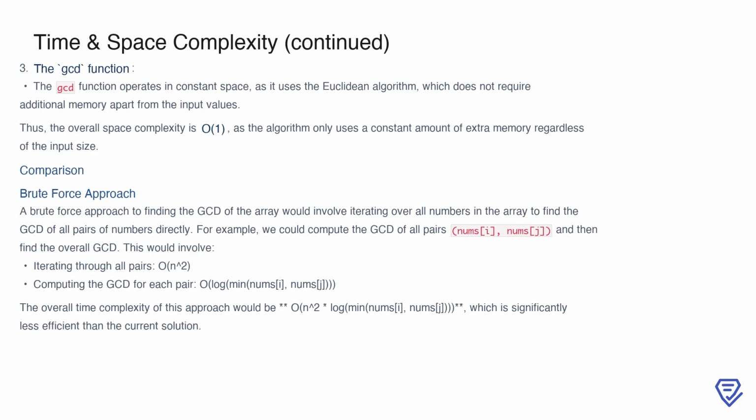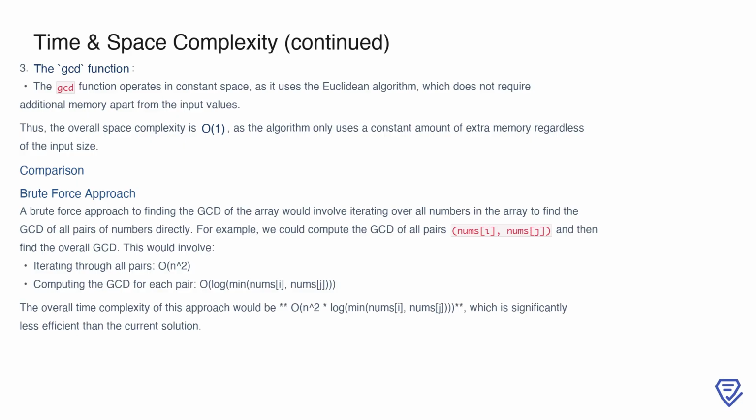Additionally, the GCD function is highly space efficient. It operates using the Euclidean algorithm, which does not require any extra memory beyond the input values themselves. Since the space required by the algorithm is limited to the temporary variables and the input array, the overall space complexity is O(1), indicating constant space usage regardless of the size of the input.